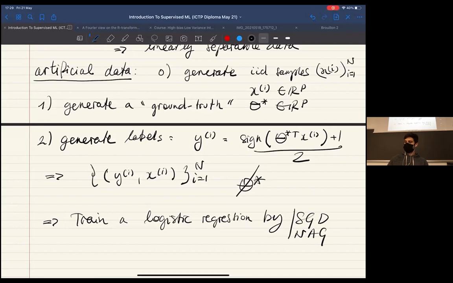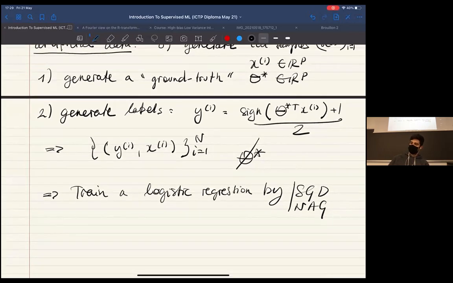What does it mean, training the logistic regression? It means defining the cross entropy. So you have to write down the cross entropy. And actually what you really need to write down is the gradient of the cross entropy, because what enters the algorithm in SGD is really the gradient of the cross entropy. And this we computed.